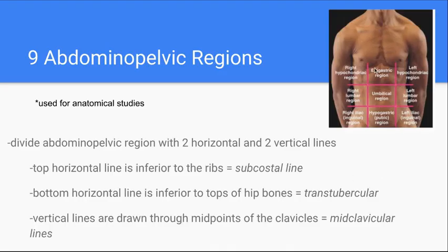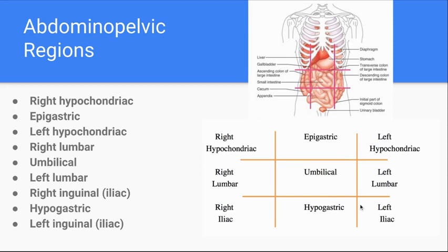So here it shows other names. Even here it's showing hypogastric. Sometimes it's called the pubic region because it's right there. But that's basically what they're telling you. So they're telling you that these bottom lines are transtubercular, which are a structure that we haven't learned. It's on the hip bones, called the tubercle. And then I talked about that midclavicular.